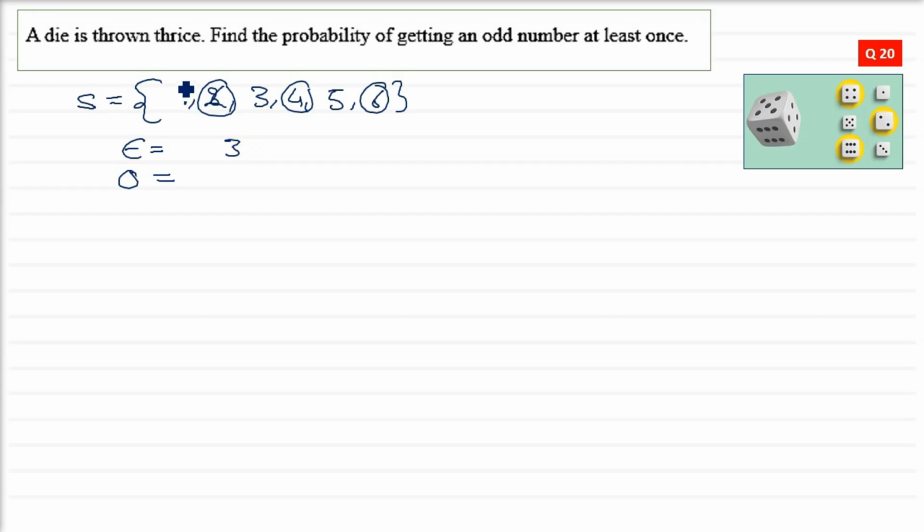What numbers are odd? 1, 3, and 5. So in all, there are 3 odd numbers. Find the probability of getting an odd number at least once.